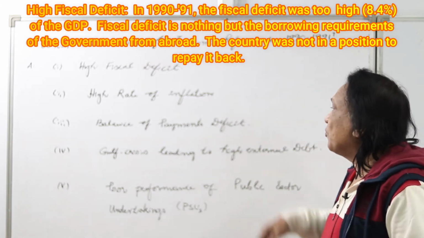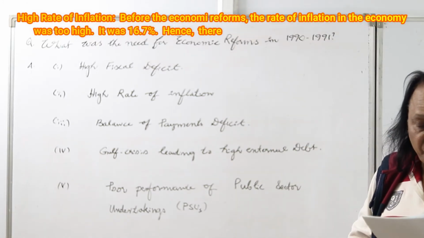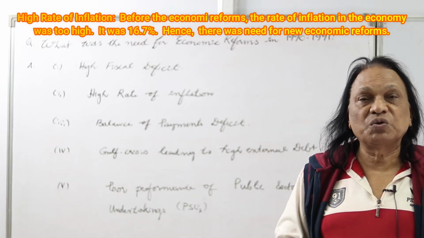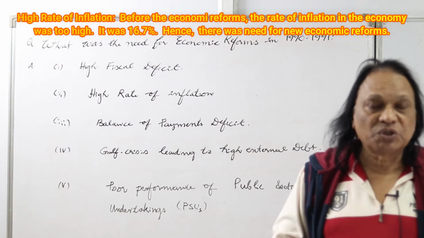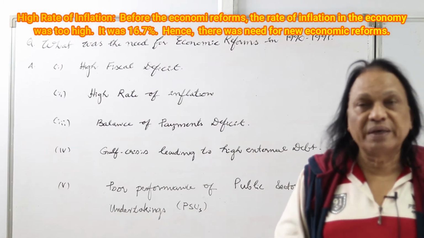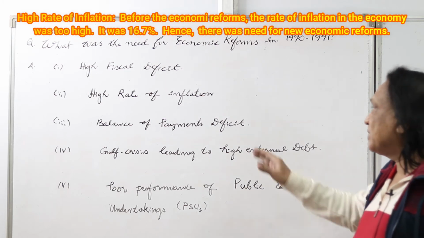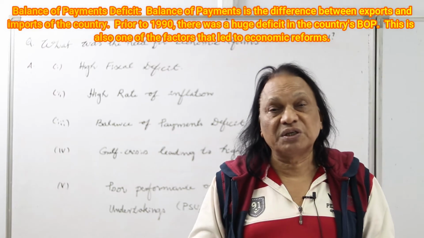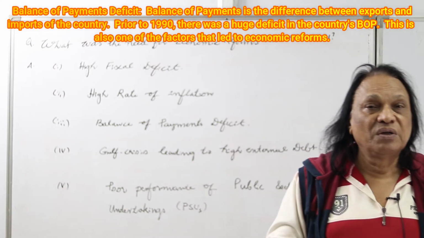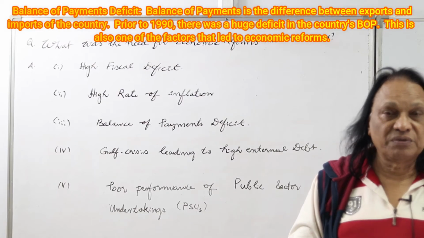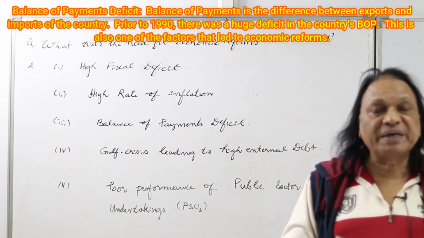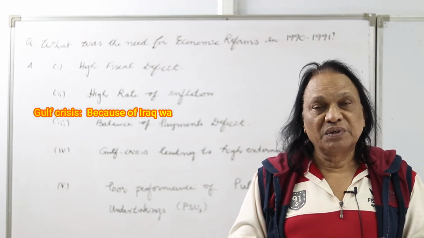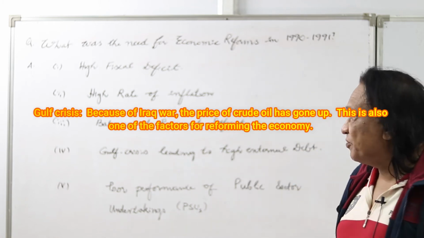The second point was high rate of inflation. The inflation rate was too high, 16.7%. That's why we had to bring economic reforms. Then the balance of payments deficit, which is the difference between exports and imports of goods and services to the rest of the world. There was a big deficit in the balance of payments. So that's bad, and that led to economic reforms.